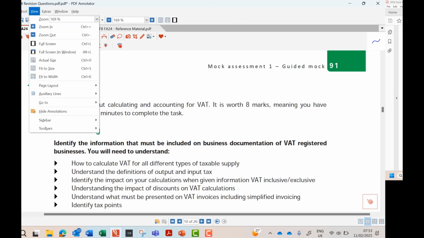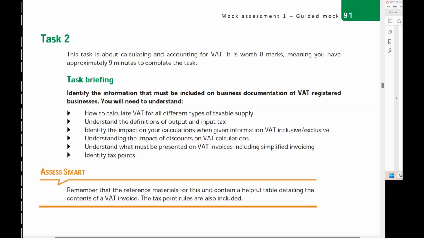Right, let's get this set up. There we are. So calculating and accounting for VAT then, worth 8 marks. Sorts of things you are going to see in this task are going to include calculating of VAT. So if you're given the gross figure, can you calculate the VAT and the net? If you're given the net figure, can you calculate the VAT and the gross, and so on. Understanding what we mean by input and output VAT.